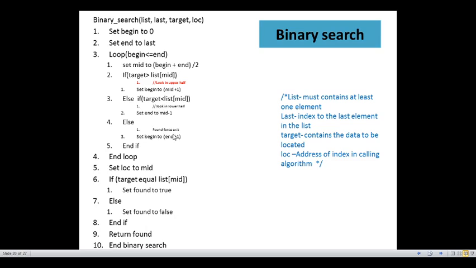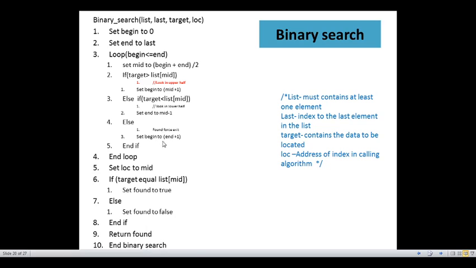Else, found, force exit. If the element is found, exit from this loop; otherwise set begin to mid plus 1. End loop. Set the location to mid. If target equals list of mid, in some cases you will get the target element at the mid only. So at that time return the location directly, set found to true, else set found to false. End if, return found, and that is the end of your binary search.